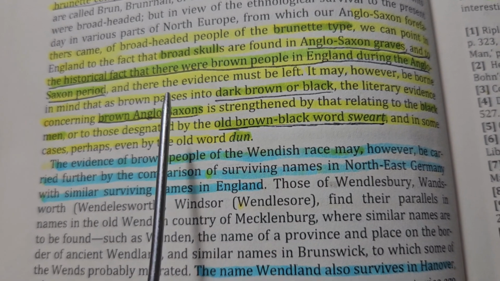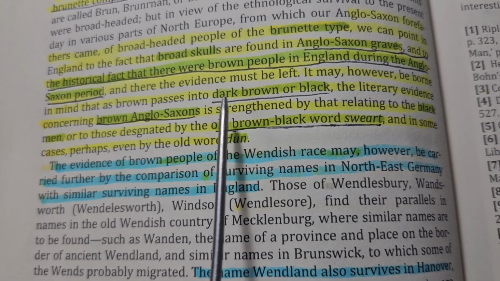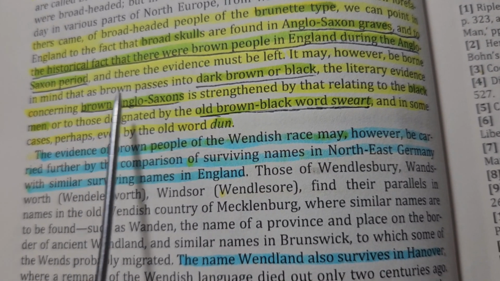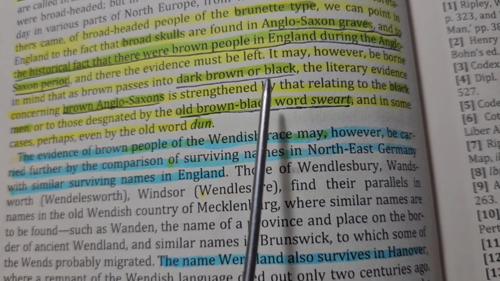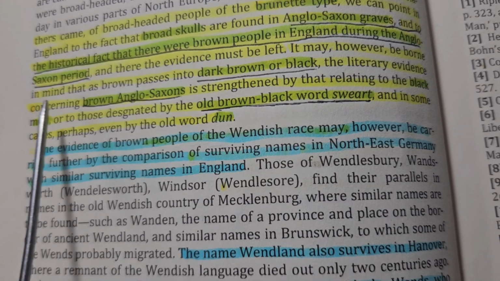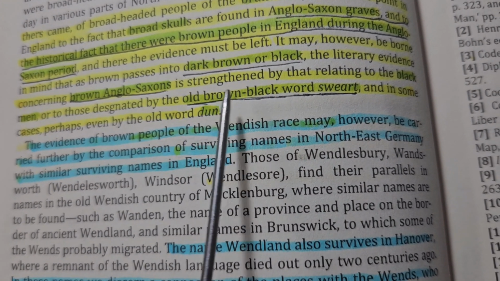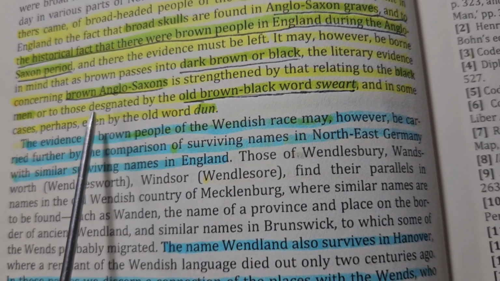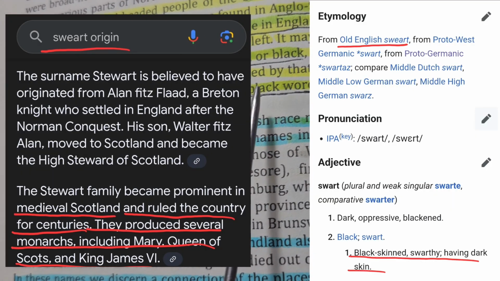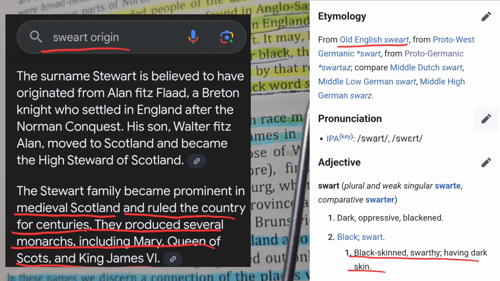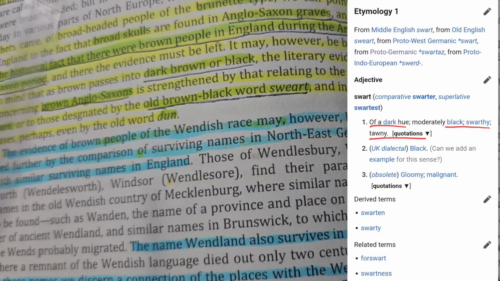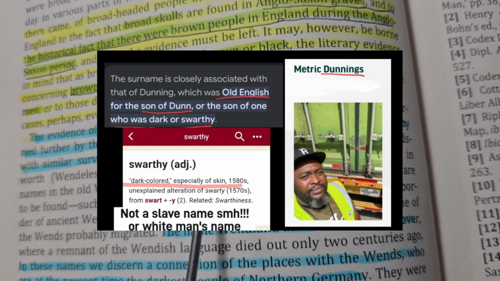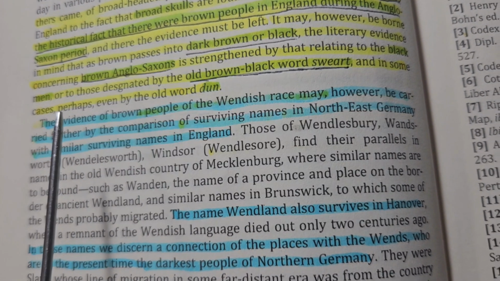And there the evidence must be left. It may, however, be borne in mind that as brown passes into dark brown or black, the literary evidence concerning brown Anglo-Saxons is strengthened by that relating to the black men or to those designated by the old brown black word Seward, James Seward, or King James, and in some cases perhaps even the old word dun.